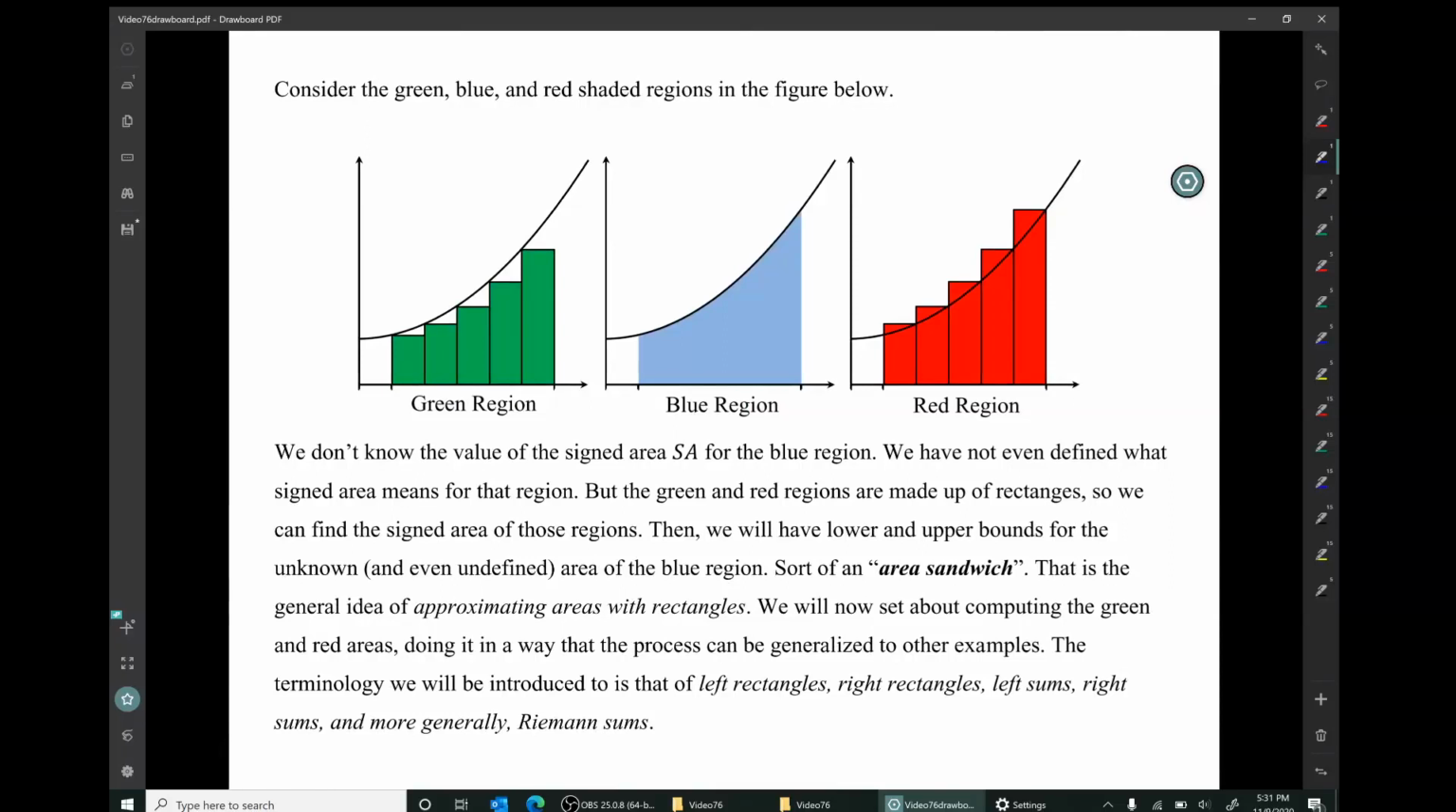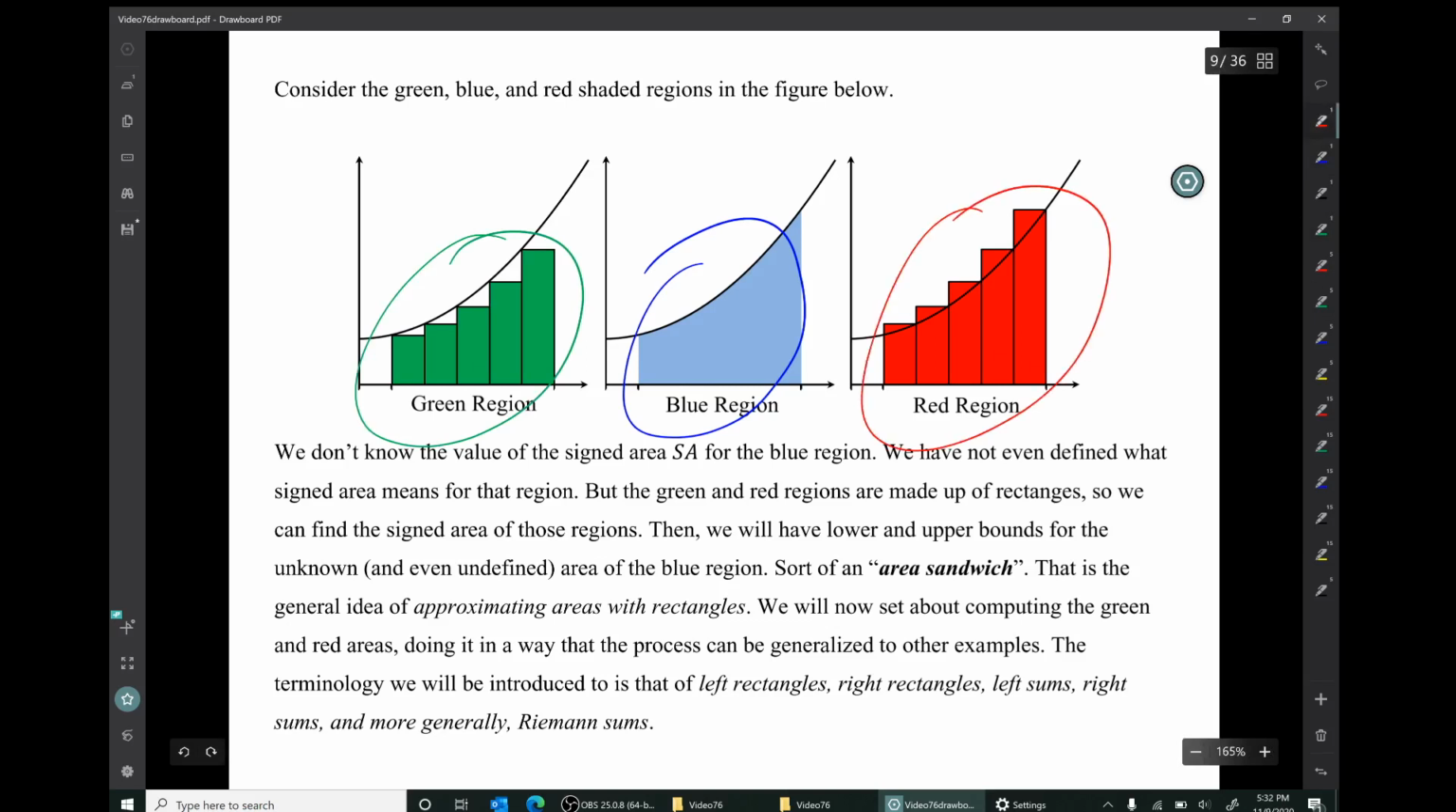So consider the green, blue, and red shaded regions in this figure below. We don't know the value of this signed area. That's the thing that we're trying to find. We haven't even defined what that signed area means. But the green and red regions are made up of rectangles. This is a bunch of rectangles. That's a bunch of rectangles. So we can find the signed area of those regions. Then we'll have lower and upper bounds for the unknown and not even defined blue region.